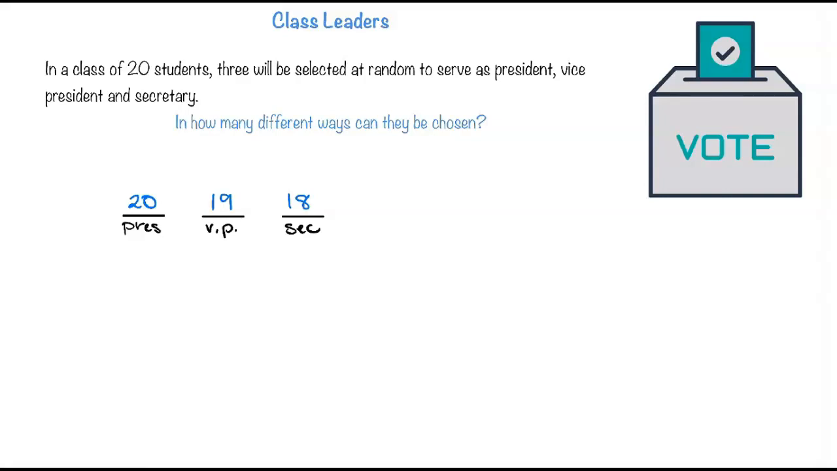So we have 20 options for president and 19 options for vice president and 18 options for secretary. And multiplying these 3 numbers together, we find that there's 6,840 different ways that 3 students can be chosen out of 20. In this example, we use the multiplication rule. This is also an example of a permutation.